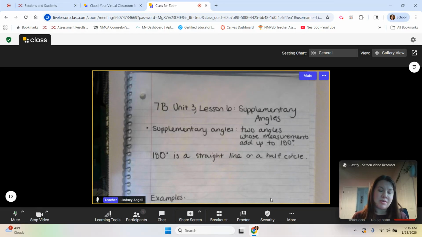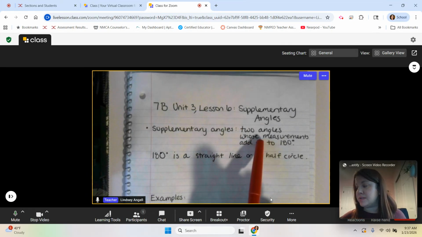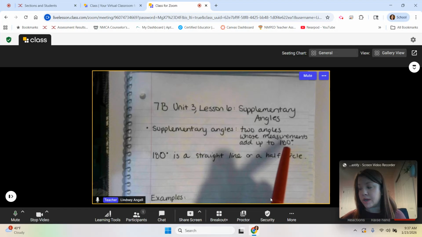So supplementary angles, the way we're going to treat them is very similar to complementary angles. Remember, we learned about complementary angles, which are two angles that add up to 90 degrees. Well, now supplementary angles are two angles that add up to 180 degrees. So very similar concept, just twice as much as complementary, okay? Supplementary angles: two angles whose measurements add up to 180 degrees.